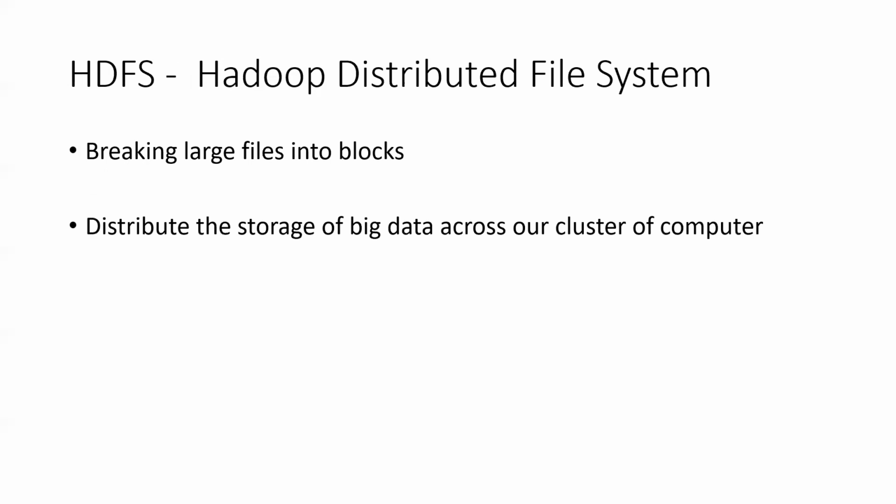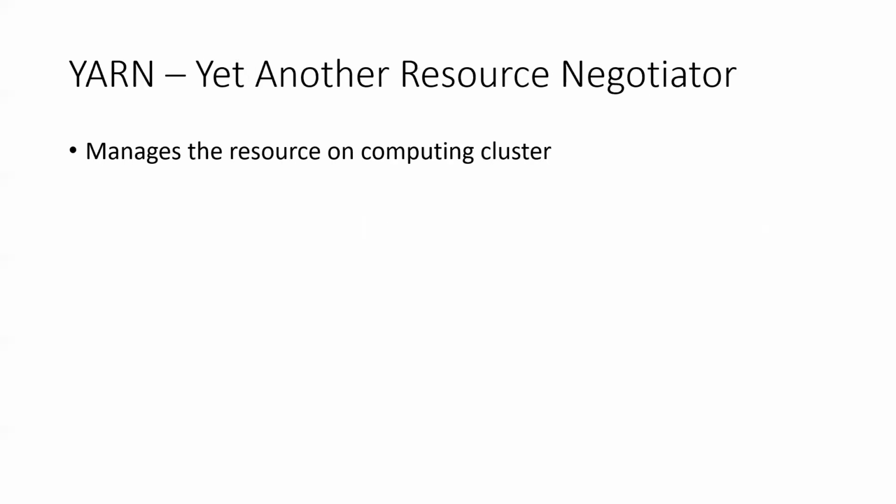Okay, HDFS. What is HDFS? It's Hadoop Distributed File System. What I just mentioned, it's breaking large files into blocks and distributing our storage of big data across our clusters of computers. In a cluster, there are a lot of computers, and each of the computers has its own storage devices, and it's working as a distributed file system. The storing is divided between each of the machines. And what is Yarn? It's Yet Another Resource Negotiator. It manages the resources on top of the computer clusters.